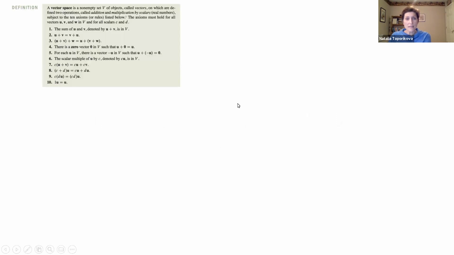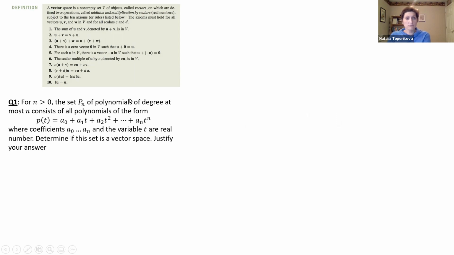So what is a vector space? It's a set of objects, and those objects can be matrices or vectors or any other mathematical objects which satisfy these 10 axioms of vector spaces. For example, let's look at an interesting set which is described in the textbook.